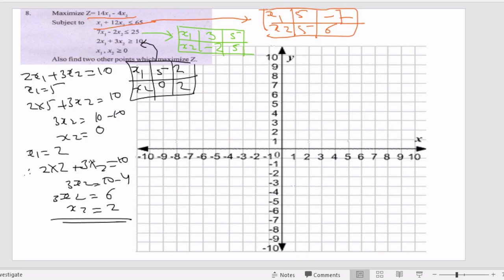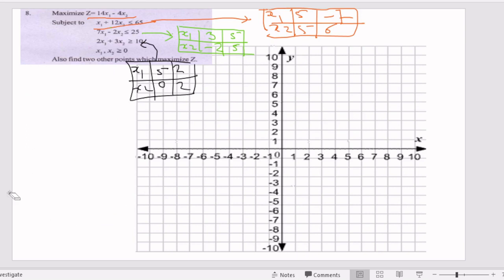Now we have to draw the line. For the first equation, which is in orange color, x1 is 5, x2 is also 5, so it will meet somewhere at this point. When x1 is -7 and x2 is 6, it will meet somewhere at this point. Let's join this line. I've given the name, I've joined the two points, the first line is completed.